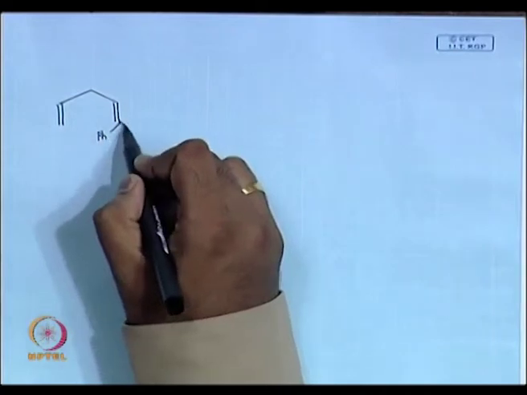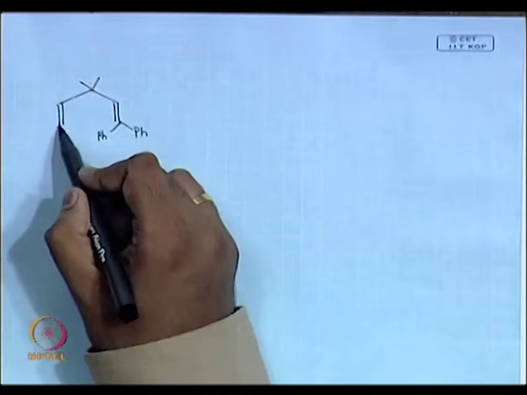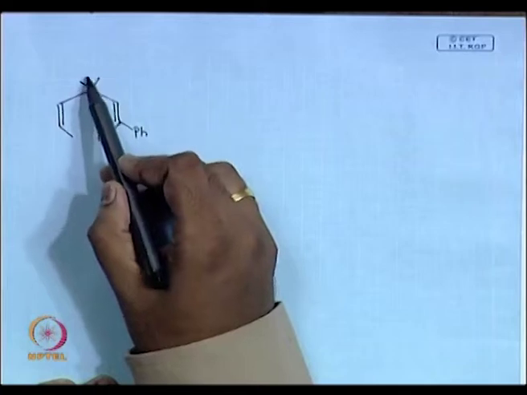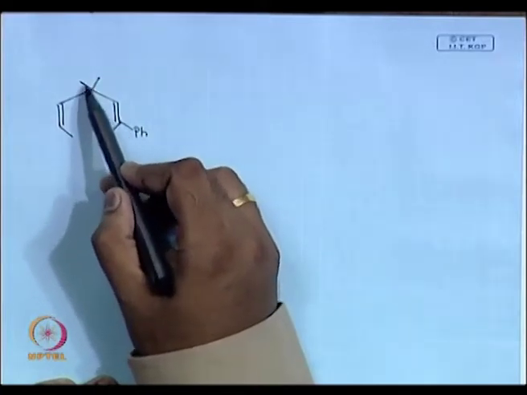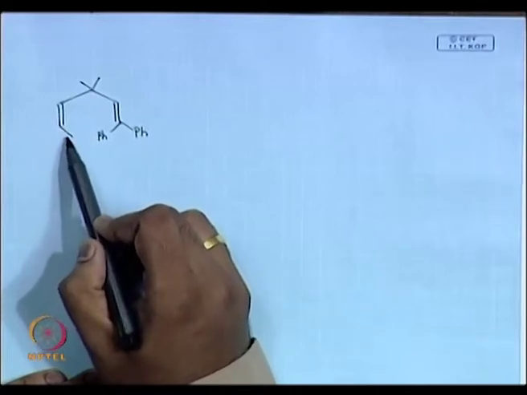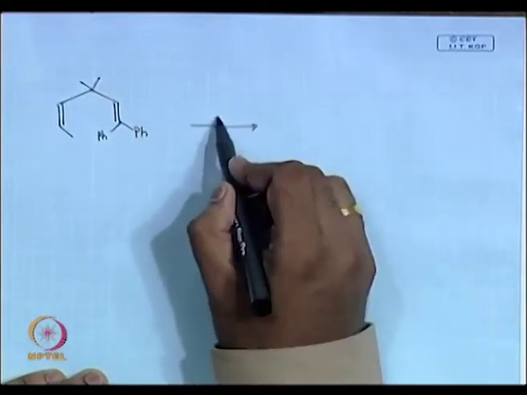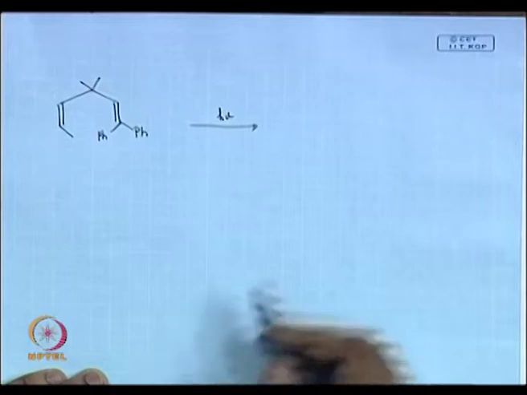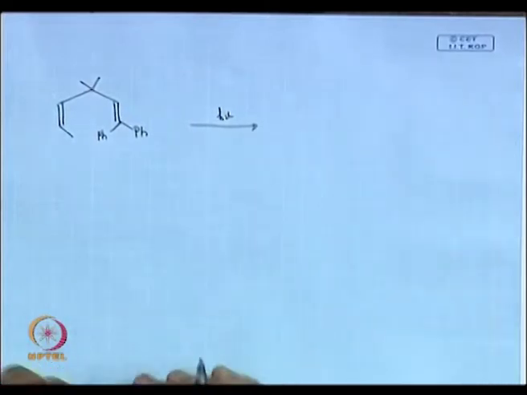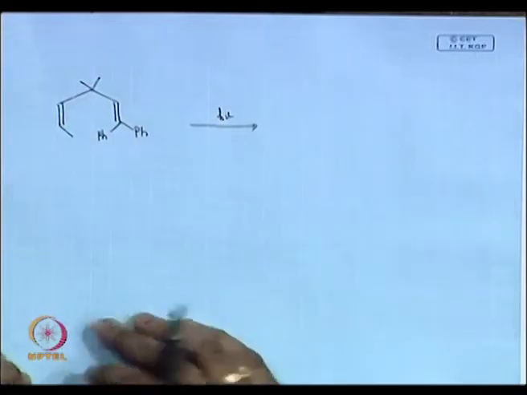I have phenyl here. So, my substituent at the central carbon is fine, but if you see my substituent at the vinyl carbon, on one side I have a methyl and on the other two sides I have a phenyl. Okay. Now, if I photolyze in presence of a sensitizer, so what can you think about? Depending upon your wavelength, you can excite this end or you can excite this end. Okay.